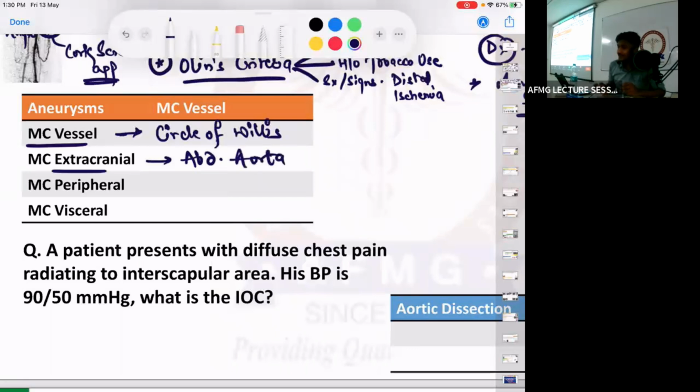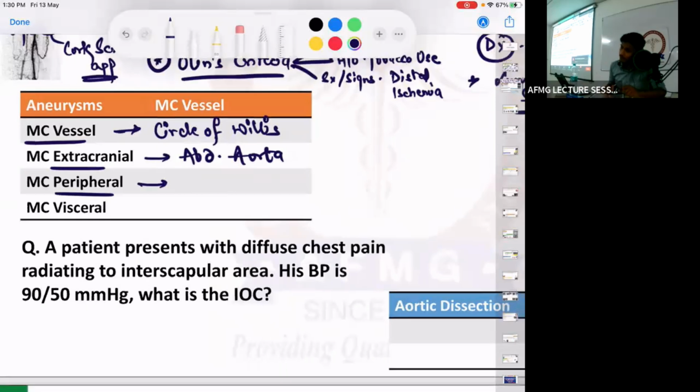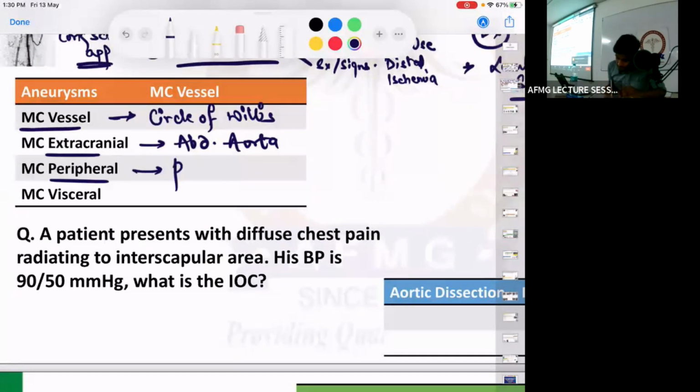These are all one-liners. The most common extracranial vessel is the abdominal aorta. Abdominal aorta is also the most common site for atherosclerosis, and also the most common extracranial site for aneurysm. Most common peripheral vessel, same as atherosclerosis. This was a question: popliteal artery.